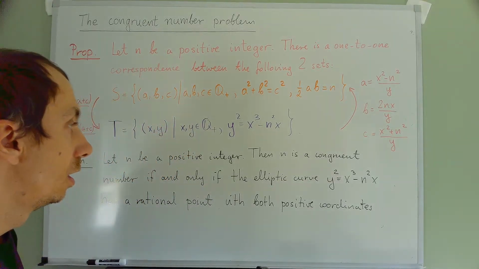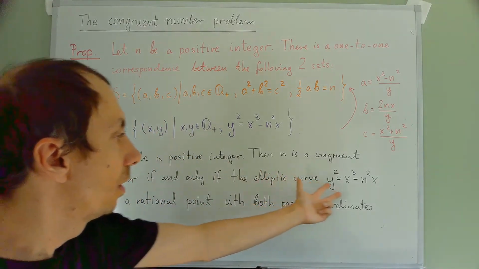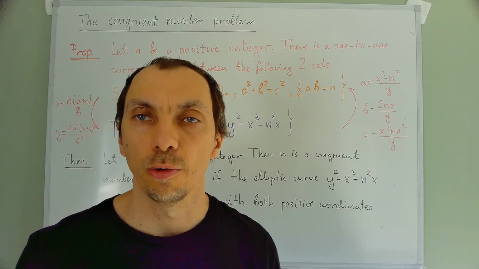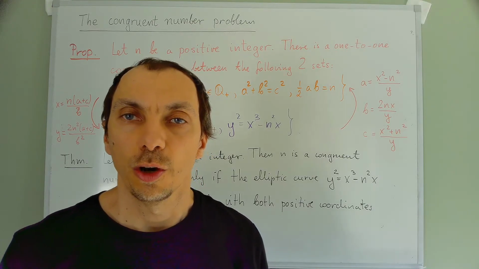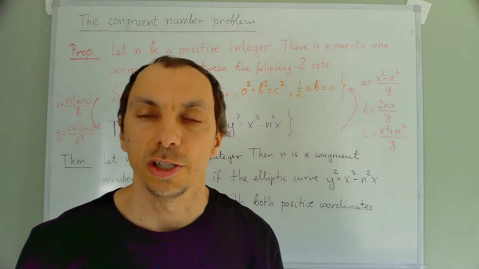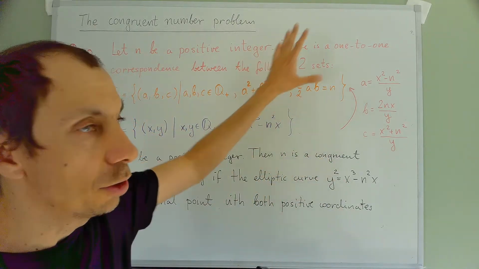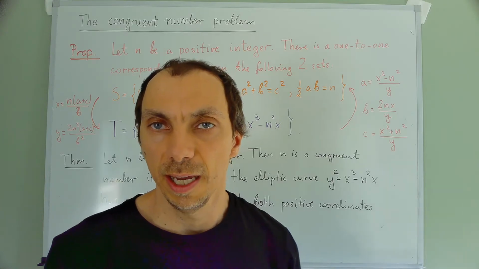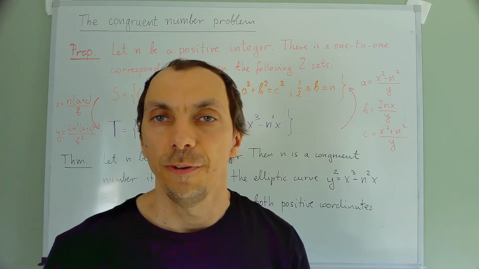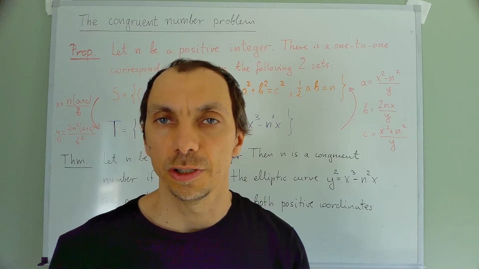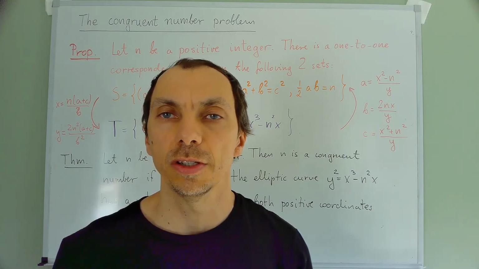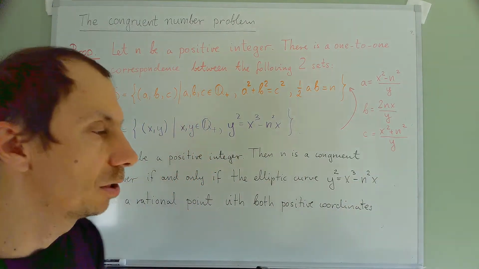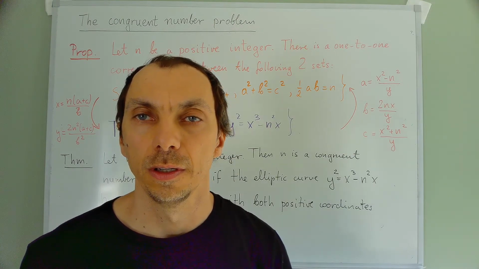So, in other words, n is a congruent number if and only if this elliptic curve has a rational point with both of the coordinates being positive. It's a very interesting relationship between a very old problem, a very simple one that you can explain, as I said, to a kid, about finding which positive integers actually are areas of right triangles with rational sides. And you have now this problem translated into a problem about rational points on elliptic curves.